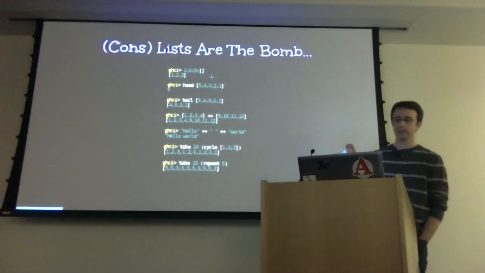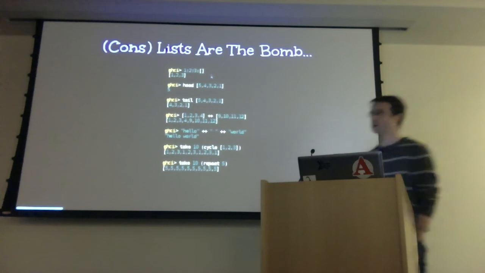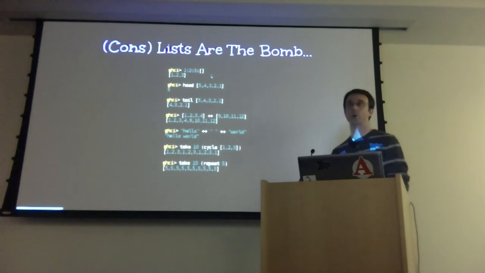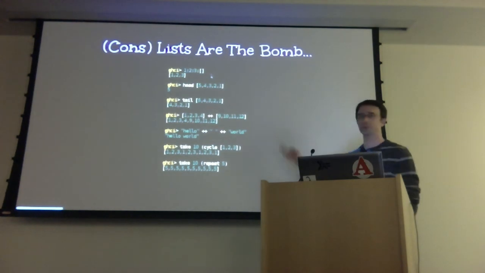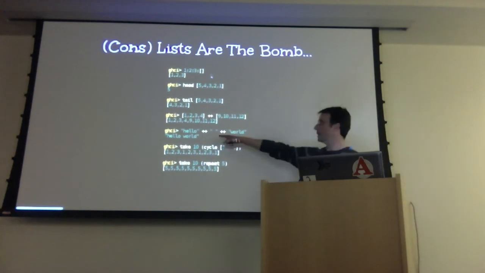So lists are ubiquitous in functional programming. There's this notion of what's called a cons list. You'll often see them built up with a colon operator. So 1, colon 2, colon 3, colon the empty list is just the list 1, 2, 3. The fast operations on this list are head and tail. So this is a linked list data structure. You can also concatenate lists. Strings are just lists of characters.